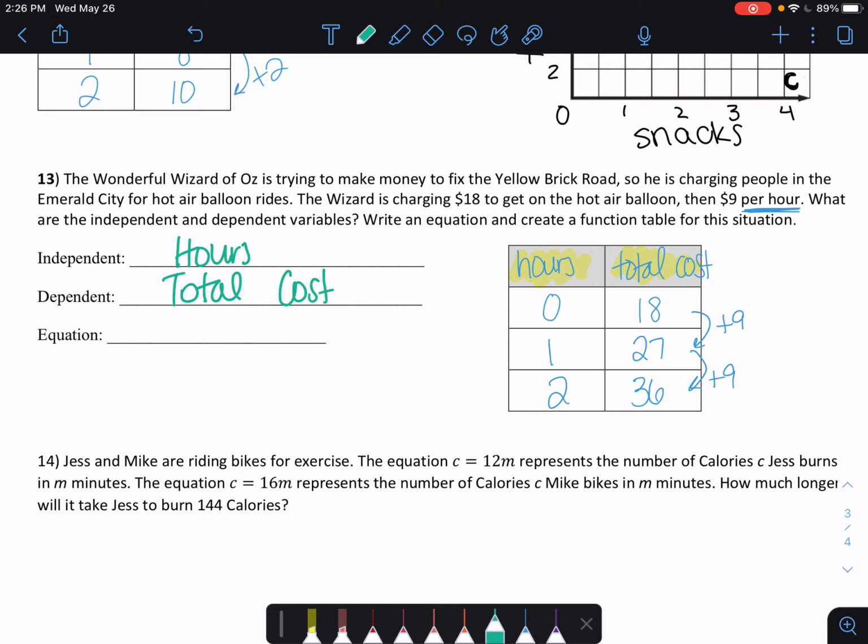And my equation is going to start with y equals 9x, and then it's going to be plus 18. So this is the cost per hour. This is the initial fee. That's how you know what you're multiplying by.